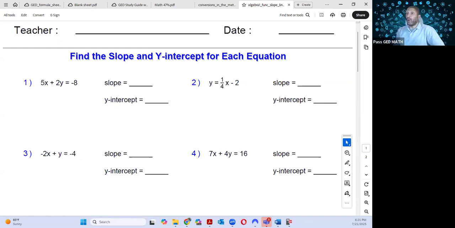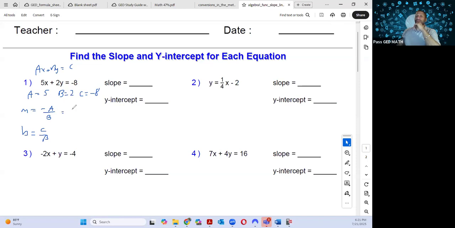So, number 1, that's standard form: AX plus BY equals C. My A is 5. My B is 2. My C is -8. In order to find the slope, I have to take the opposite of A and put it over B. In order to find my y-intercept, I have to do C over B.